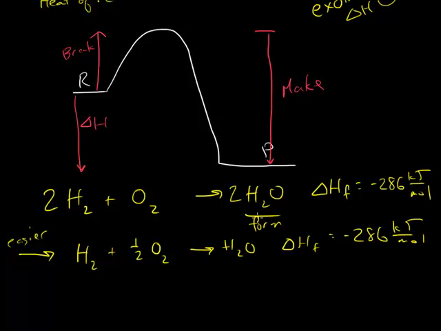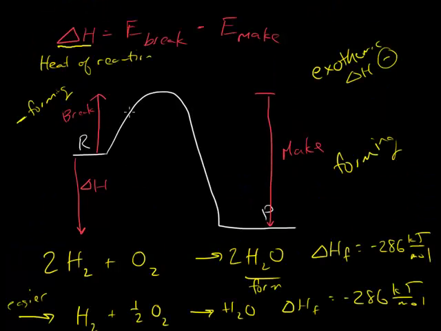Now, when you form a compound, you're making bonds. So making bonds is like forming a compound, and breaking bonds would be like the opposite of forming. So when we look at our delta H equation, it's the energy to break bonds minus the energy that is used to make these bonds.